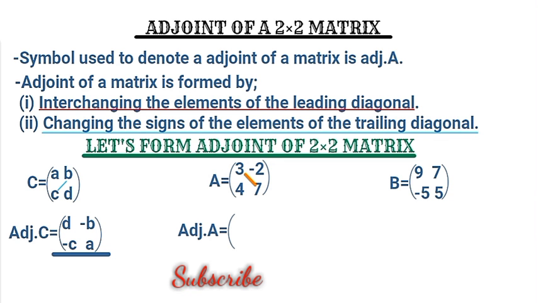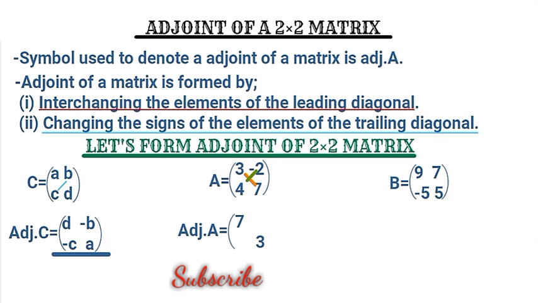Now the instructions, as you can see in step 1, say interchange the elements of the leading diagonal. So that means 3 will come down, 7 will go on top. So 7 has gone on top and 3 has come down. Then the second step is changing the signs of the elements of the trailing diagonal. So as usual, we identify the trailing diagonal, which is negative 2 and 4. So it's 4 and negative 2, because the line of the trailing diagonal starts from down going upwards.